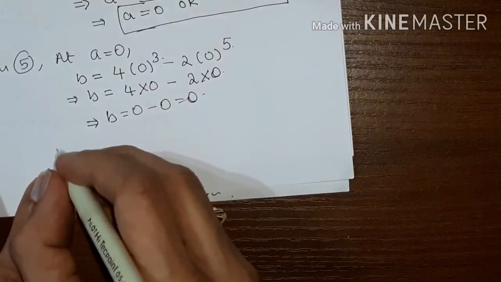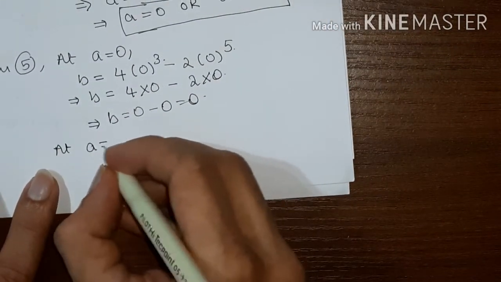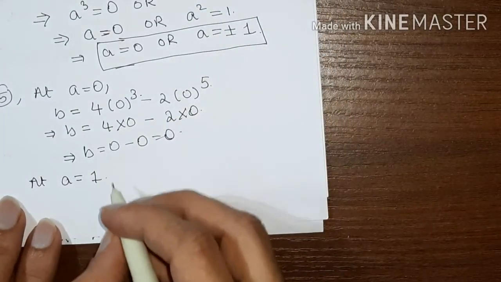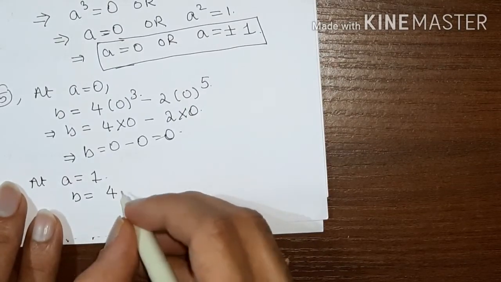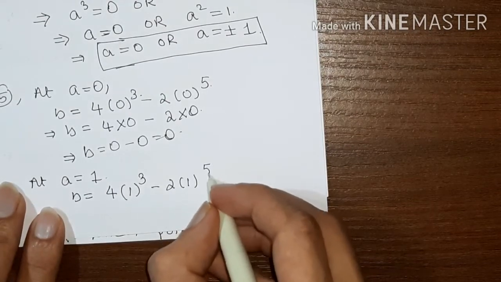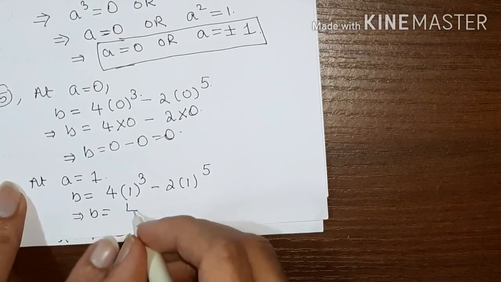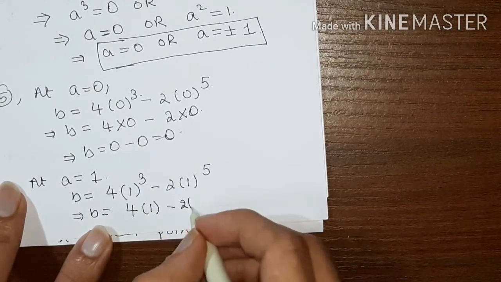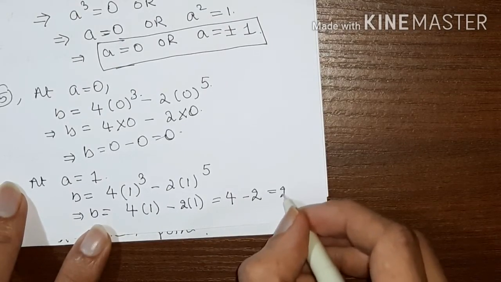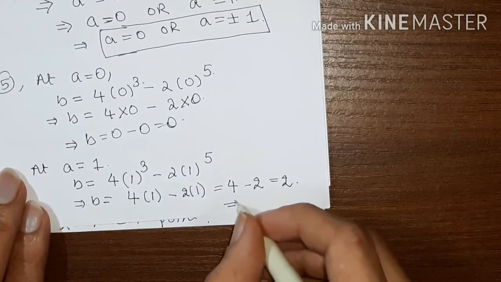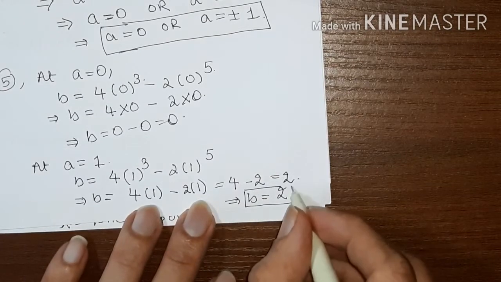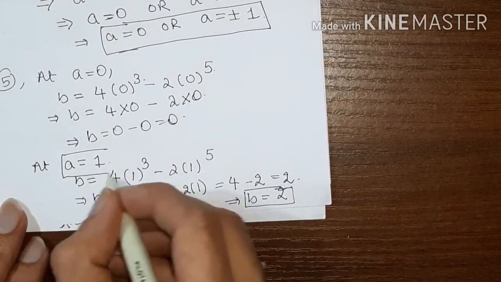Now again from 5, at a equal to 1, let us take. Plus or minus 1 is there, we will take 1. So b will be equal to 4 times 1 cube minus 2 times 1 raised to 5. So b is equal to 4 times 1 minus 2 times 1, which is nothing but 4 minus 2, which is equal to 2. So we get b equal to 2. So this is another value of b for a equal to 1.